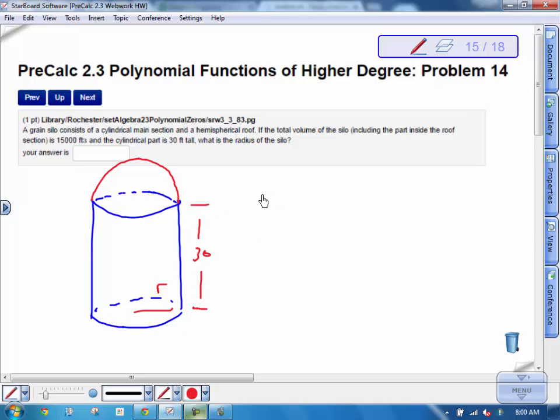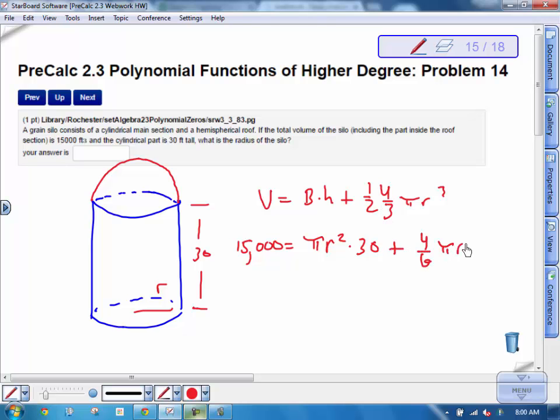Okay, so the volume of the cylinder is going to be area of the base times the height, and then we also have to add on half of the sphere, where the sphere's volume is 4/3 pi r cubed. The base is a circle, so it's pi r squared. The height they gave us is 30. The volume they gave us is 15,000. And this would be plus 4/6 pi r cubed.